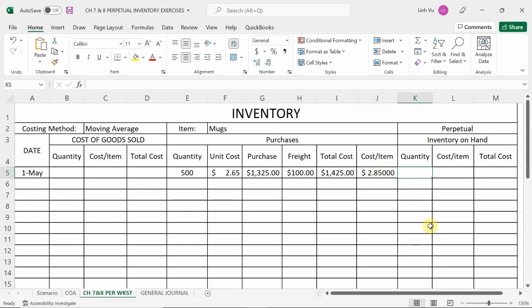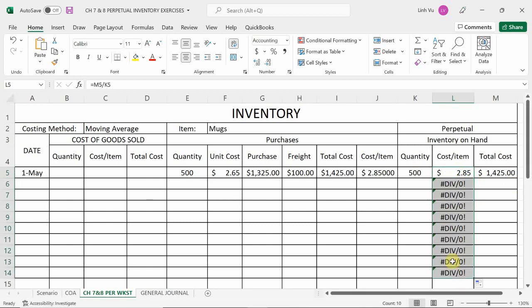So since I have my first batch of inventory, I'm going to go ahead and carry the value over into my inventory on hand, filling in my quantity and filling in my total cost, because in this case, moving average is going to require me to constantly recalculate my average cost per item. So I'm going to have my calculation right here in the middle, where I'm constantly calculating my average cost per item.